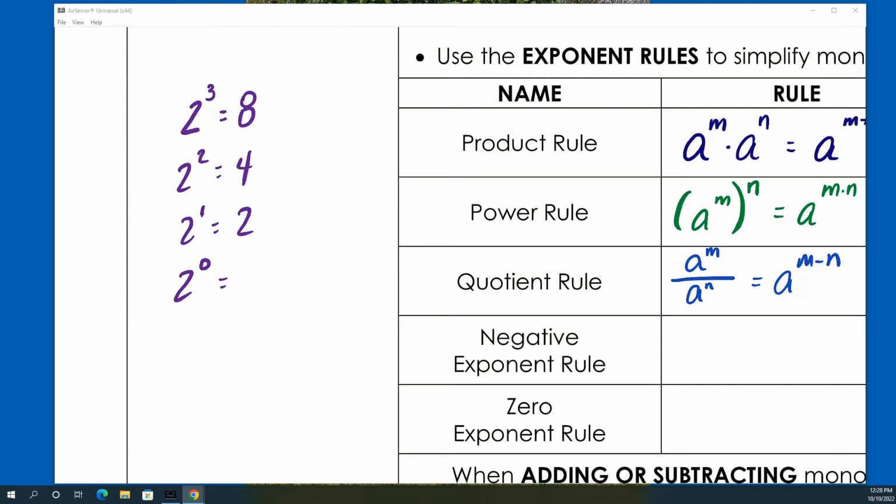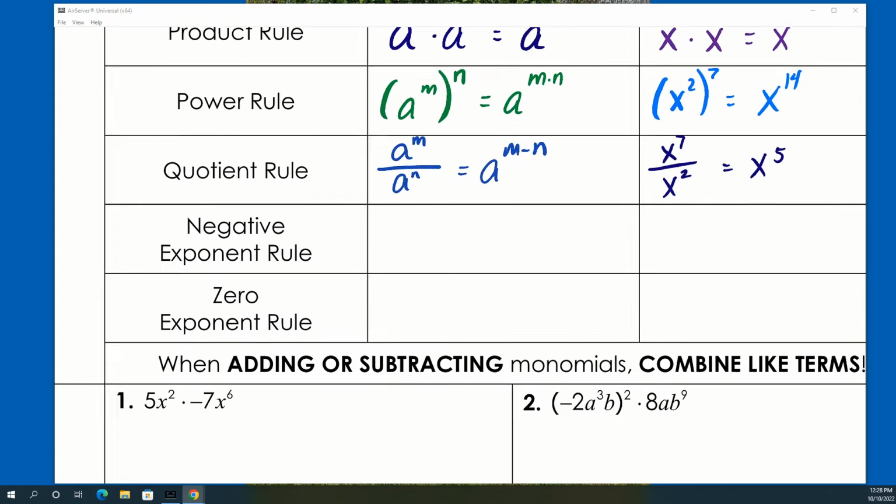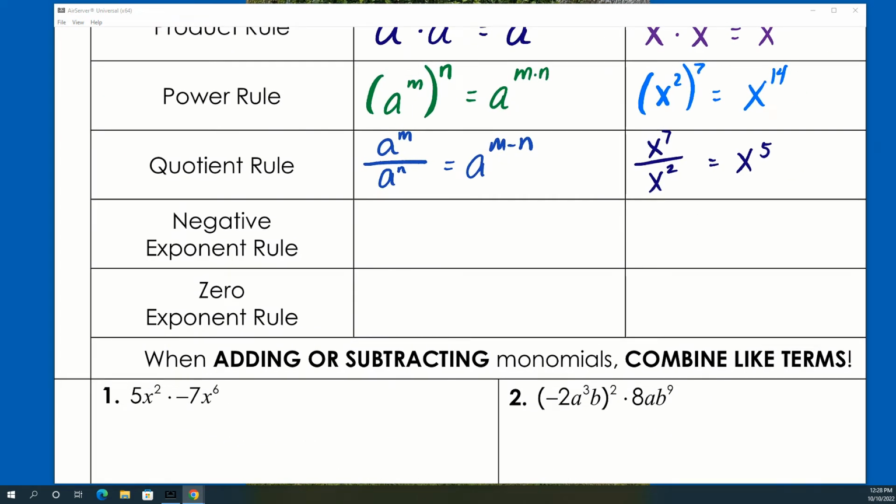Let's look at the pattern. So if we went from 8 to 4 and went from 4 to 2, what are you doing each time to go from 8 to 4 and then from 4 to 2? You're dividing by 2, right? So if I divide by 2 again, it is 1. 2 to the 0 is 1. So anything except 0 to the 0 power is 1. So I'm going to write that. I'm going to skip negative and go to 0. So if we have a to the 0, that's just going to be 1.